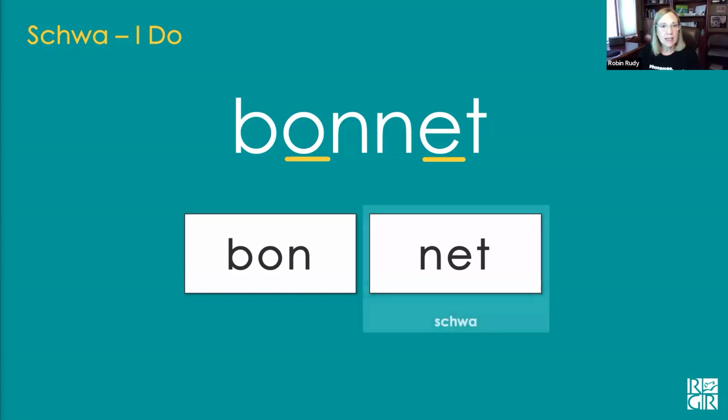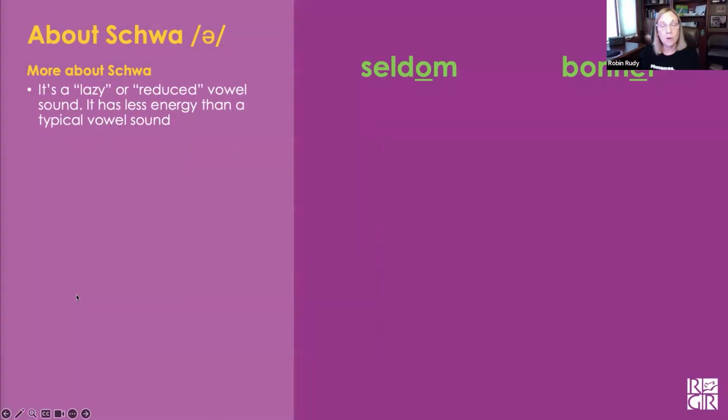This E is flexing to something like the short I phoneme, bonnet. There's another schwa. So when a vowel does not make its anticipated short vowel phoneme, it's probably flexing to a schwa. So let's talk a little bit more about the schwa and why this is so important.